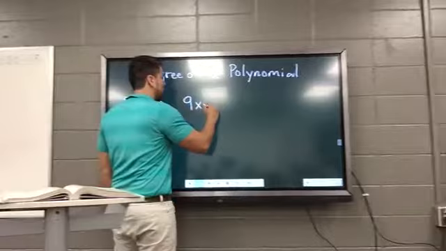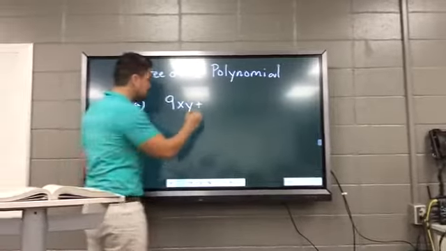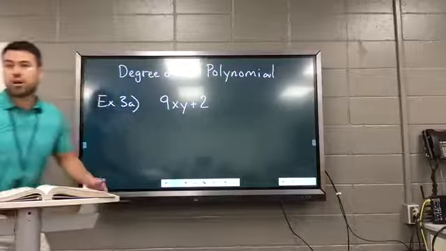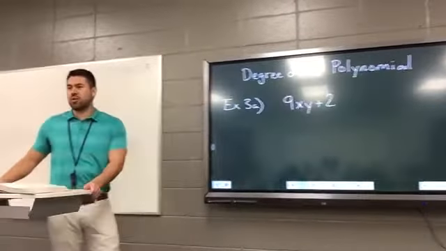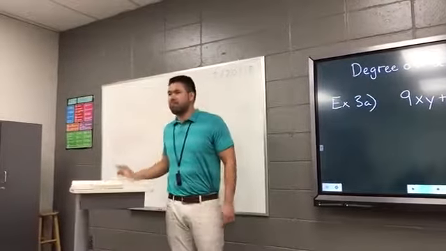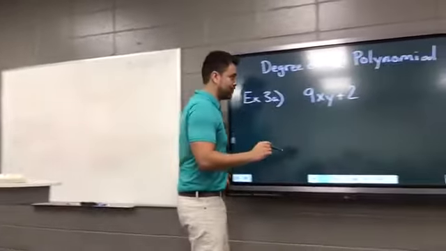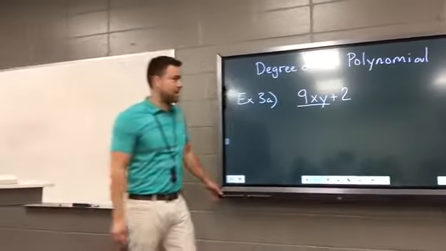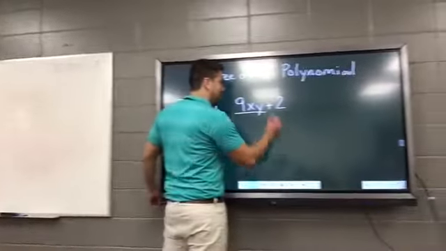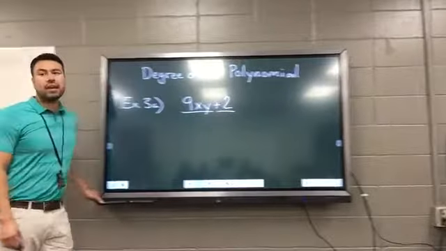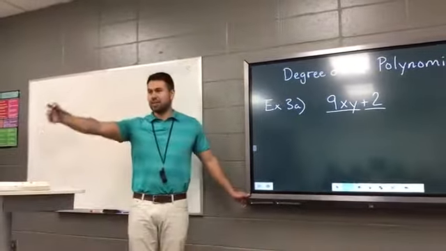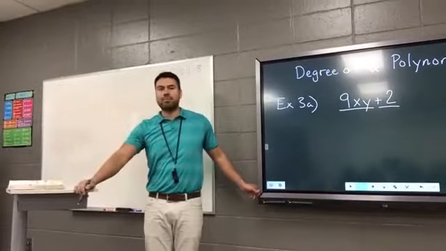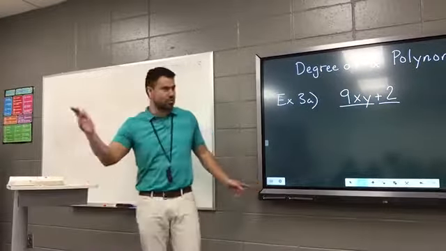9xy plus 2. Okay, somebody give me what the terms are. Matt, what's the first term here? 9xy. Positive 9xy. What's the second term, Emery? Positive 2. What kind of polynomial is that? What's the type? It's a binomial. Good, let's review.